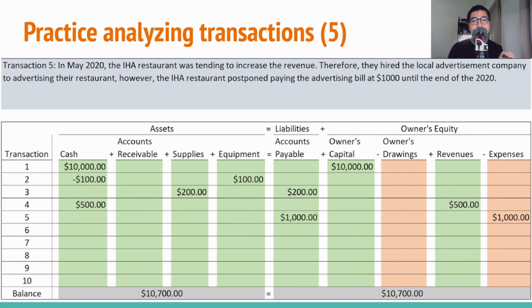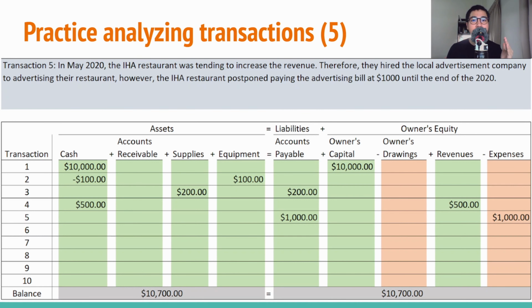The fifth transaction is in May 2020. The IHA restaurant was tending to increase the revenues, therefore they hired a local advertisement company to advertise the restaurant. However, the IHA restaurant postponed paying the advertising bill of 1,000 until the end of 2020. So basically, we get that the restaurant purchased advertising on credit by 1,000. Therefore, the accounts payable and expense increase by 1,000 and 1,000 separately.